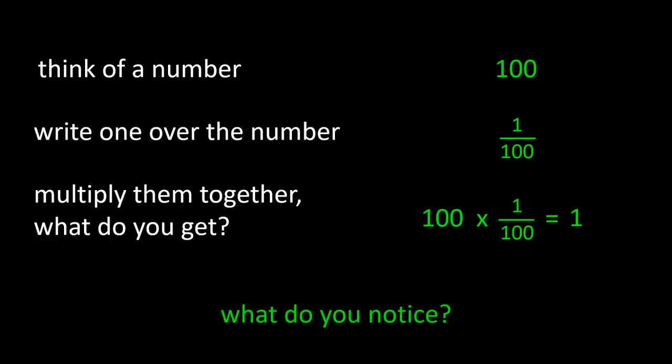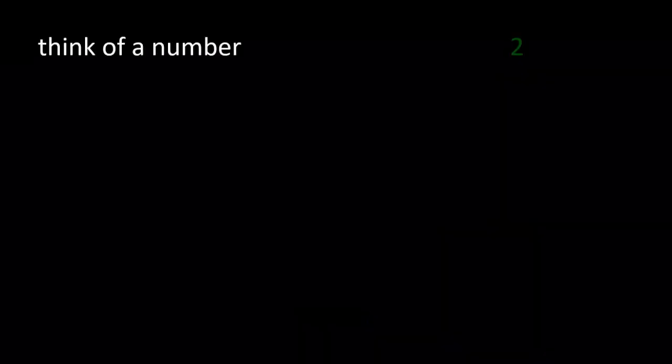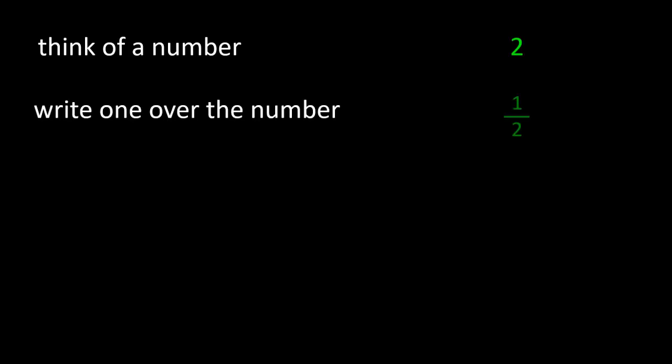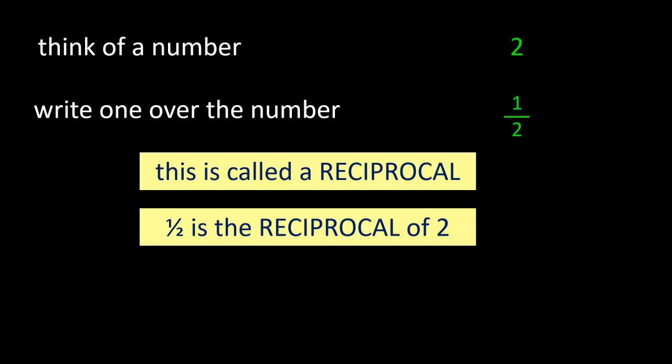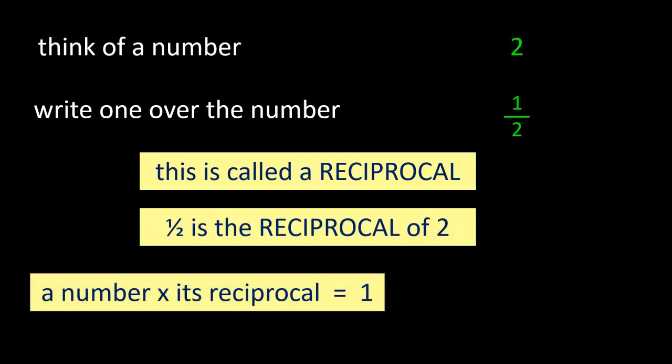Okay. What do you notice? Well, let's go back to 2. When we wrote 1 over 2, we have written something called the reciprocal. So 1 over 2, or a half, is the reciprocal of 2. It's just 1 over it. Okay, and if you multiply a number by its reciprocal, you get the answer 1. Okay, so there's nothing really to it, but sometimes they will ask about a reciprocal for a 1-mark question on the exam. And there it is.